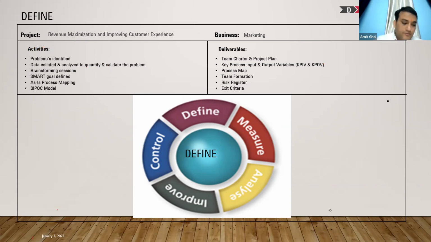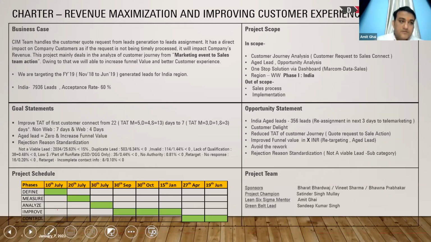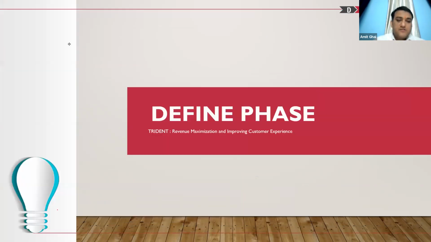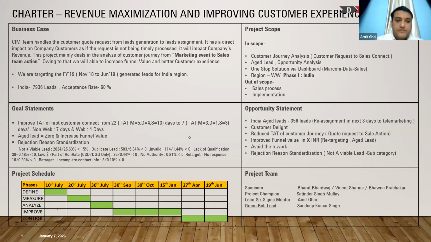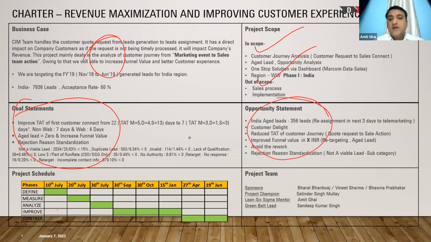What we did here is, let me walk you through the project charter. So the project charter has these 6 areas. There is a business case that tells you why you should be doing this project and what is in scope, what is out of scope for this particular project. Okay, then you define your goal statement, what you want to achieve, what is not right in your process. Then you talk about the opportunity statement. It is not the solution. Some people actually confuse the opportunity statement with the solutions. No, you don't know the solution. You are just in define phase.